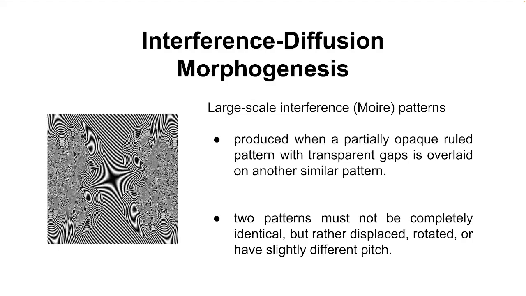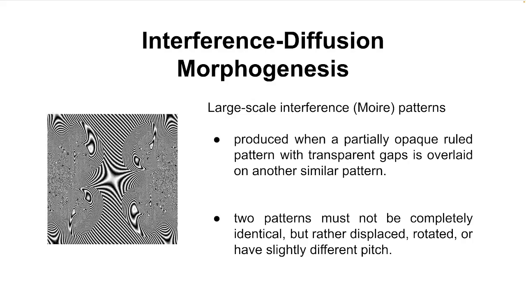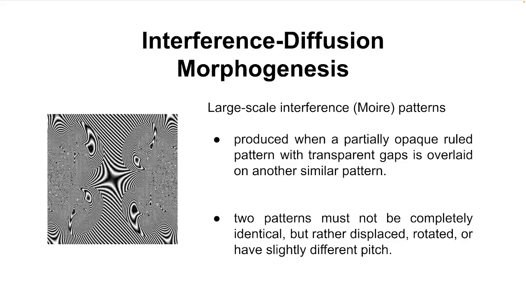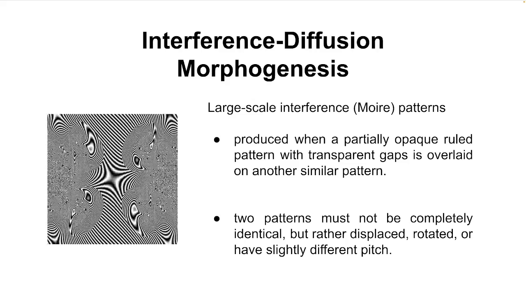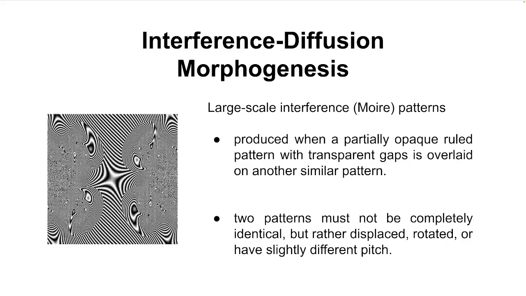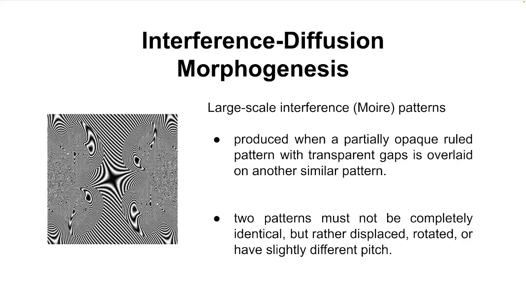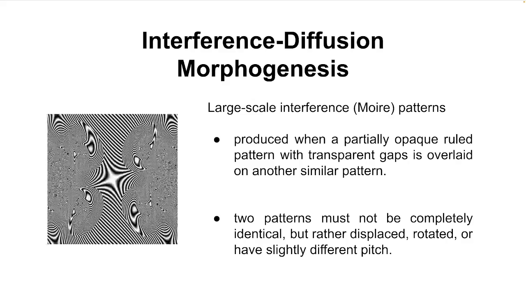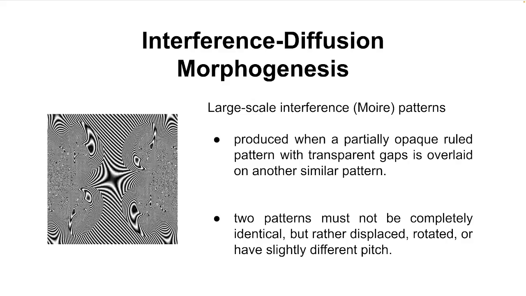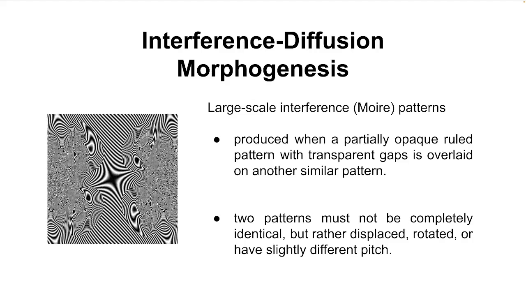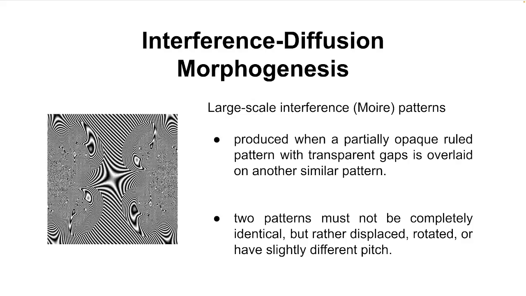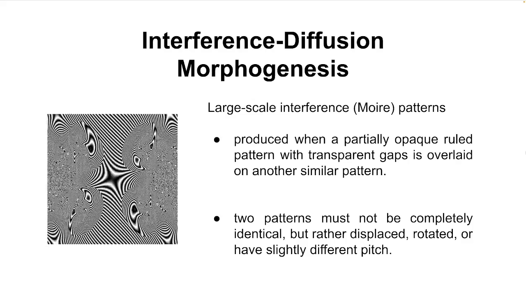They're produced when a partially opaque ruled pattern with transparent gaps is overlaid on another similar pattern. So say you have two striped surfaces and they overlap with some offset. If you move them against one another, they form these Moire patterns, which are of interest to us. These two patterns must not be completely identical, so they have to be displaced or rotated or have a slightly different pitch. We'll see examples of this in the lecture here, but for now, let's just look at this pattern and look at what we have here.